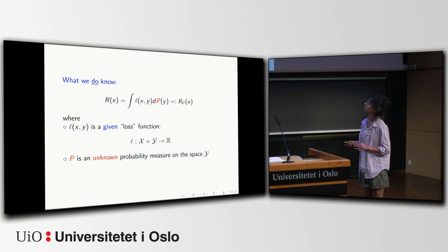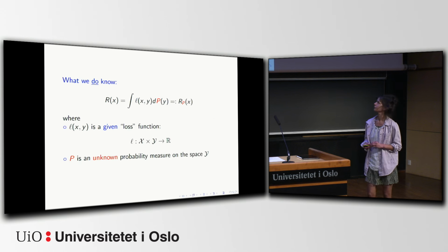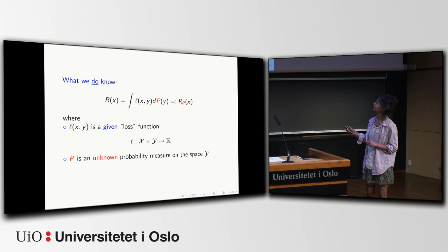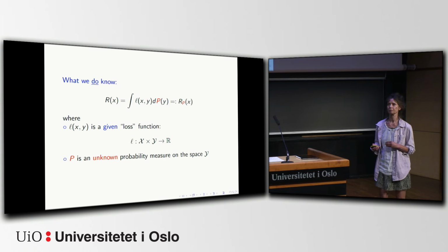So we know that the risk function is an average of some loss function. Here it is. This means average. So you have certain states, and you take the average over all these states. And the average is with respect to some distribution, which I call P. And L is here a given loss function, and P is an unknown probability measure.